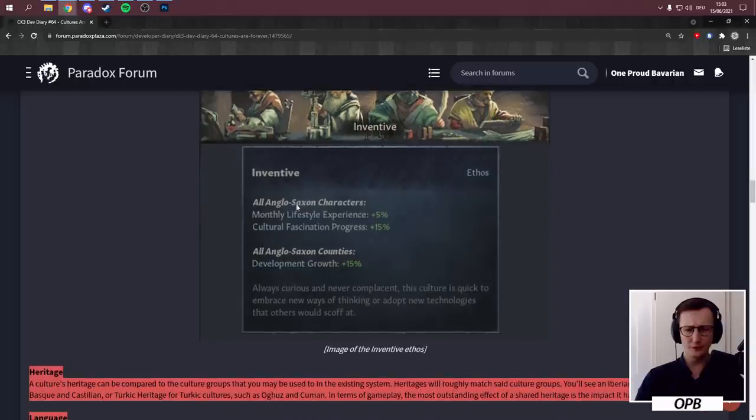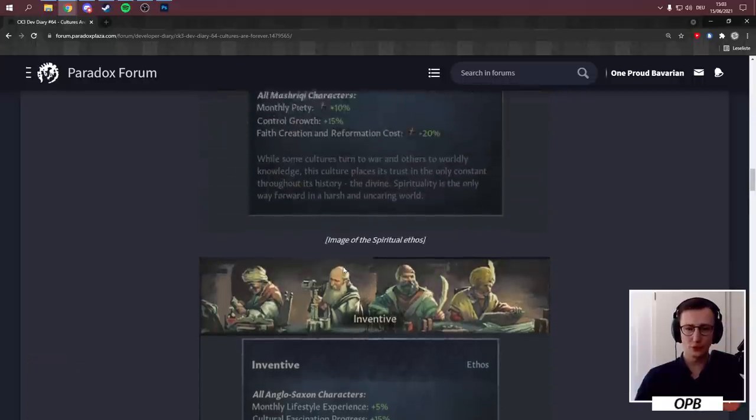Then right here we got inventive, all Anglo-Saxon characters, so the Anglo-Saxons will be inventive. Monthly lifestyle experience plus 5%. Cultural fascination progress plus 15%, and all of the counties get increased development growth right there.